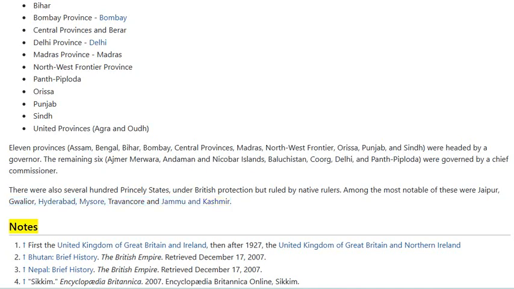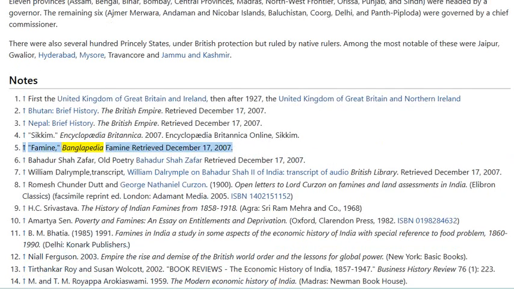Notes. First, the United Kingdom of Great Britain and Ireland, then after 1927, the United Kingdom of Great Britain and Northern Ireland. Bhutan, brief history. The British Empire. Retrieved December 17, 2007. Nepal, brief history. The British Empire. Retrieved December 17, 2007. Sikkim. Encyclopædia Britannica. 2007, Encyclopædia Britannica Online, Sikkim. Famine, Banglapedia Famine retrieved December 17, 2007. Bahadur Shah Zafar, Old Poetry Bahadur Shah Zafar, retrieved December 17, 2007.